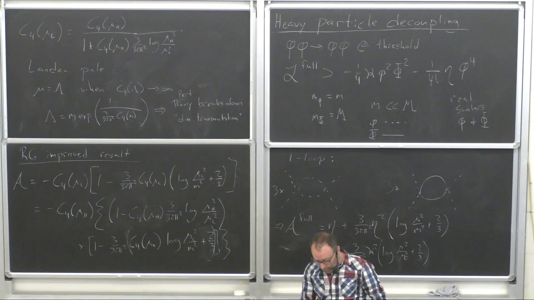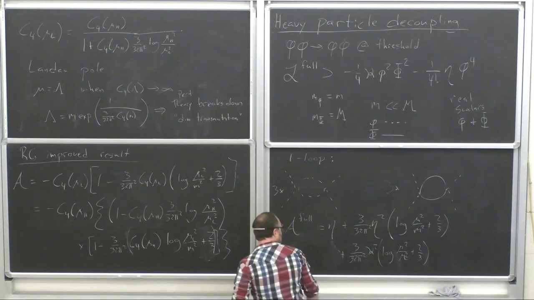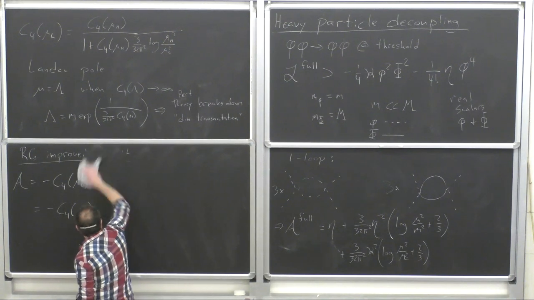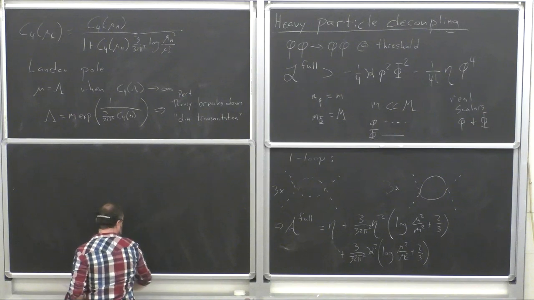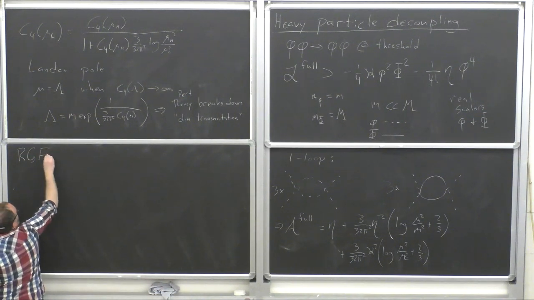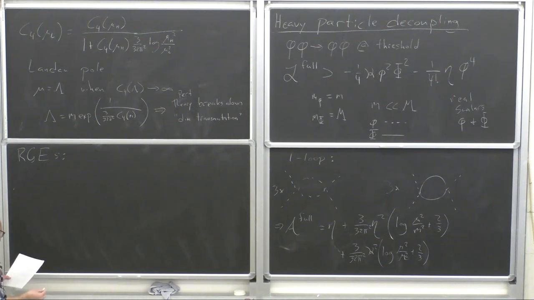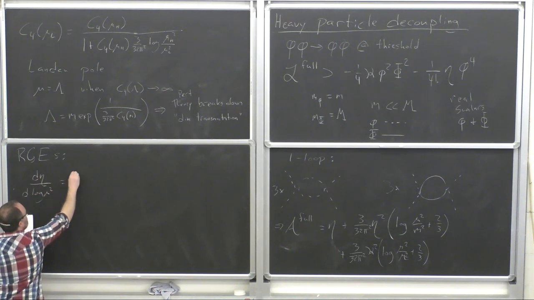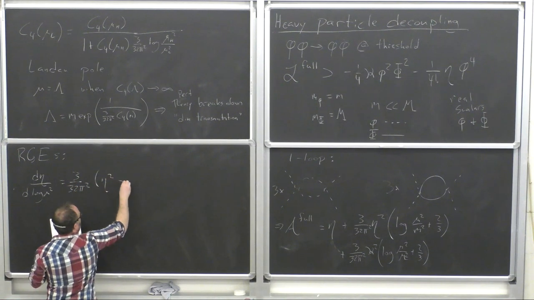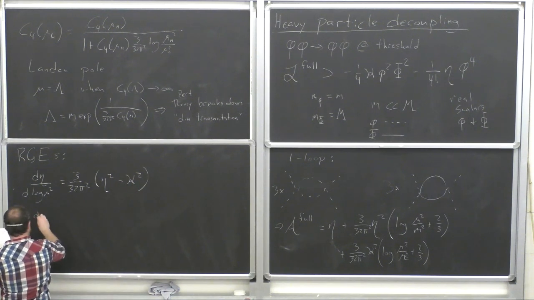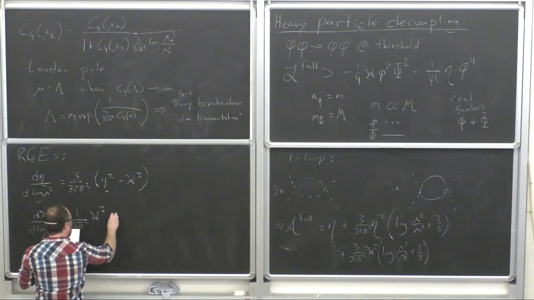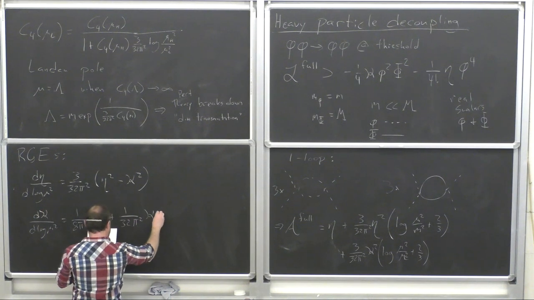And the thing is that the RGEs don't help us because, let me write them, when we use DIMREG to derive the RGEs, they don't solve the problem. I'm not going to derive these for you, it's the same technique we used previously, but in this theory you have d eta d log mu squared is 3 over 32 pi squared eta squared minus kappa squared, and d kappa d log mu squared is 1 over 8 pi squared kappa squared plus 1 over 32 pi squared kappa eta.